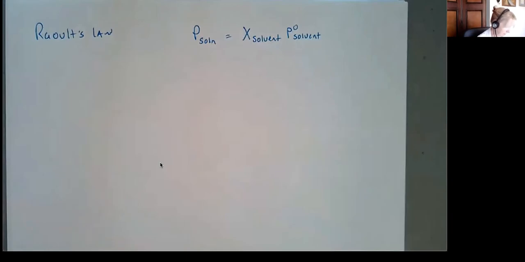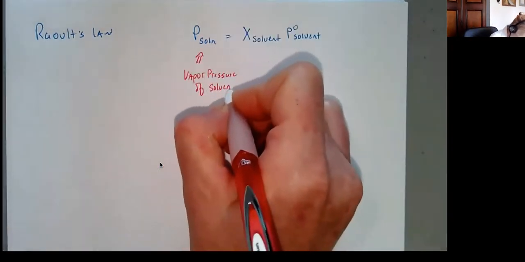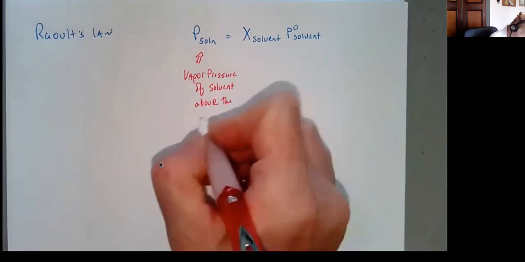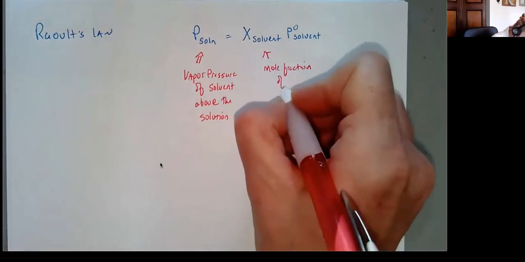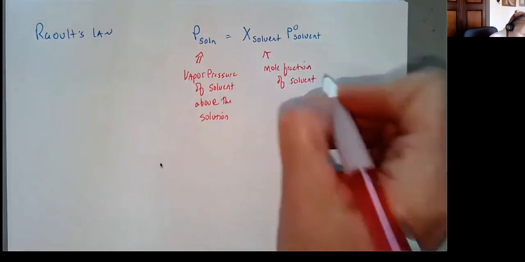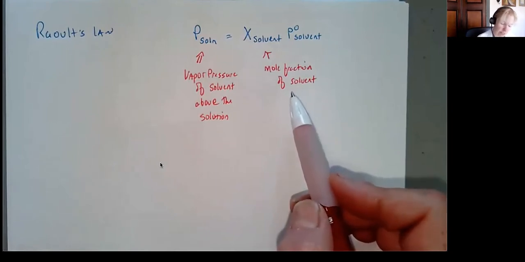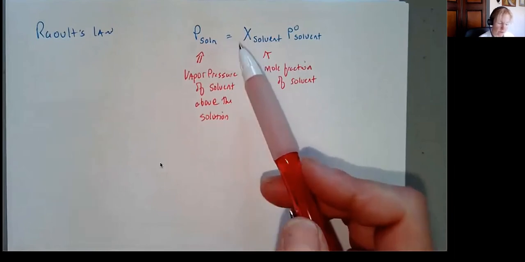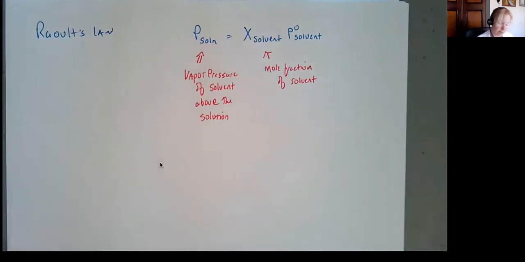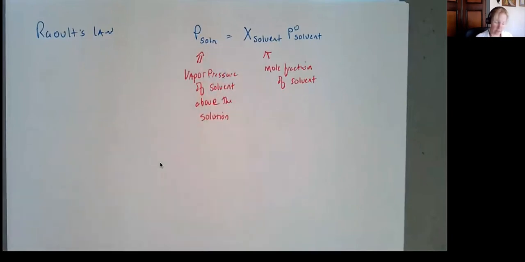So let's define these terms here. This would be my vapor pressure specifically of the solvent above the solution. This is the mole fraction of solvent. I don't care about the mole fraction of solute because the solvent is what's going into the gas phase. And as the number of moles of solvent relative to solute goes down, the fewer solvent molecules are going to move from the liquid to the gas phase.